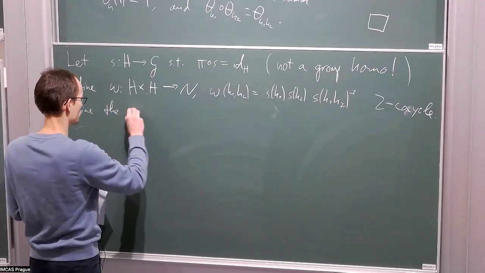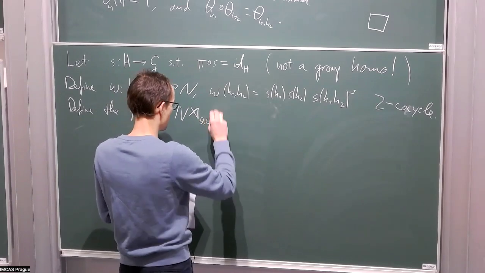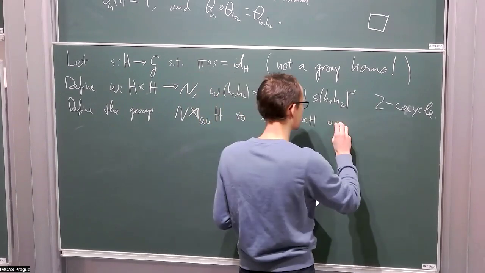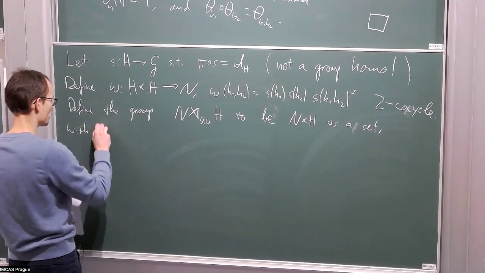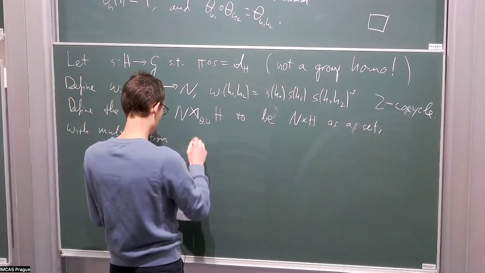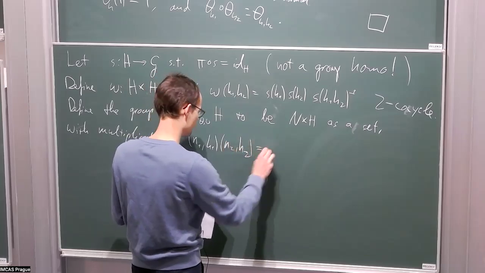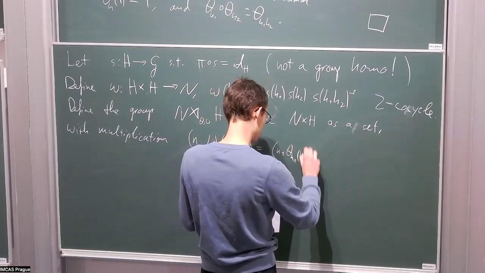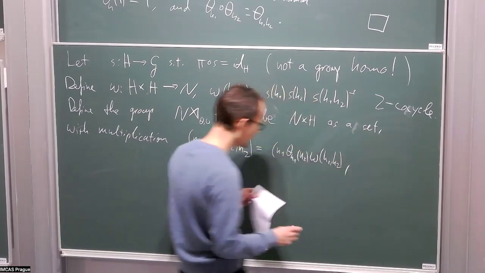the group, just like the twisted semi-direct product, I guess, N by H, to be just the Cartesian product as a set, with multiplication given by the following: (N1, H1) times (N2, H2) is equal to N1 theta of H1 of N2, and then you multiply with omega of H1, H2. Okay, this is the first component.